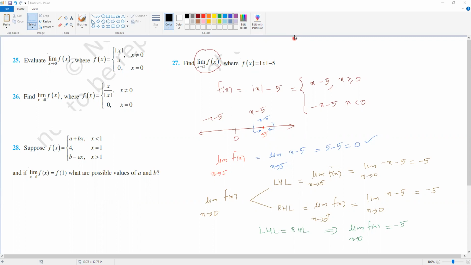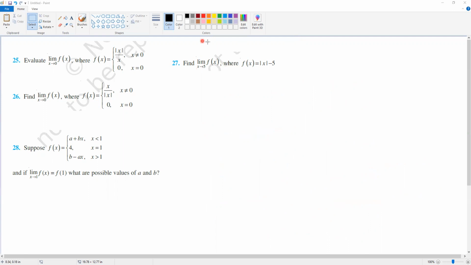But they did not ask that in the question, they only asked for the limit of the function as x approaches 5. I additionally checked x approaches 0 too, because on the left and right of 0 there are different functions. So I'm just checking whether the limit exists at 0 or not, and we found that the limit exists and the limit value is minus 5. Okay, shall we move to the next question? Yes, sir.